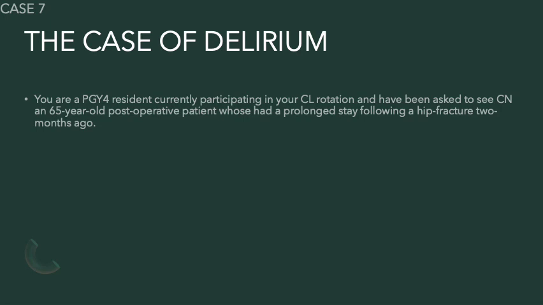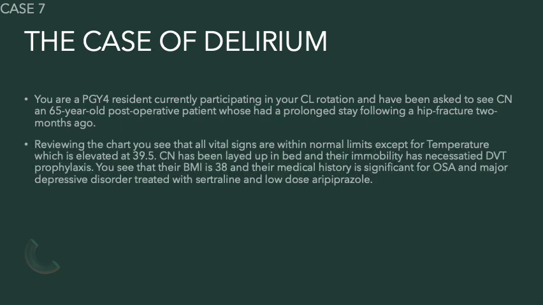You are a PGY4 resident currently participating in your CL rotation, and you've been asked to see CN, a 65-year-old post-operative patient who's had a prolonged stay following a hip fracture 2 months ago. Reviewing the chart, you see that all vital signs are within normal limits, except for temperature, which is elevated at 39.5. CN has been laid up in bed, and their immobility has necessitated DVT prophylaxis. You see that their BMI is 38. Their medical history is significant for OSA and major depressive disorder treated with sertraline and low-dose aripiprazole.